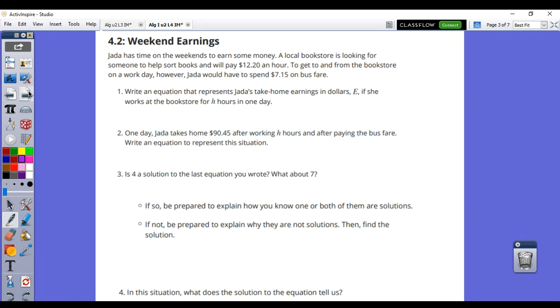Okay, step 2. Again, read it, do it, and then pause it and come back. All right, welcome back. We're going to write an equation that represents Jada's take-home earnings in dollars E if she works for H hours. So each hour she makes $12.20. So we're going to multiply that times H, but then we're going to subtract her bus fare to equal that amount.